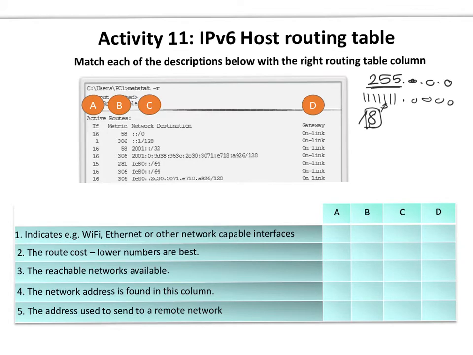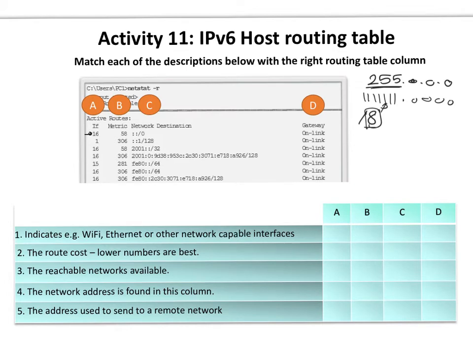Now, this IF column is the interface. And the interface here, unlike the host routing table, which uses the IP address of the interface, we don't use the IP address, we use the interface number. We use the interface number. And IP version 6, again, unlike IP version 4, combines multiple access technologies in the same routing table.